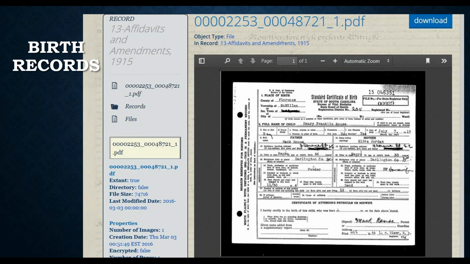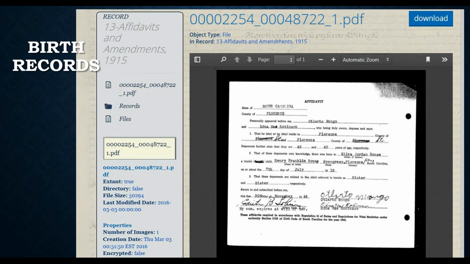He is Negro, but he's Darlington County. So, my Rouses came from Darlington County. And so you get the certification from the various midwife or doctor about the birth. On this, there's also an affidavit because there was some confusion on some of the details.